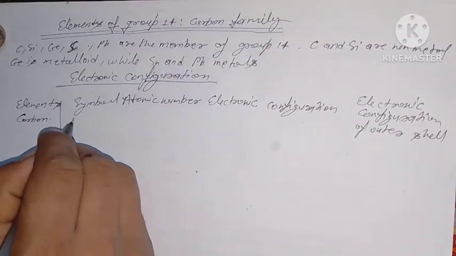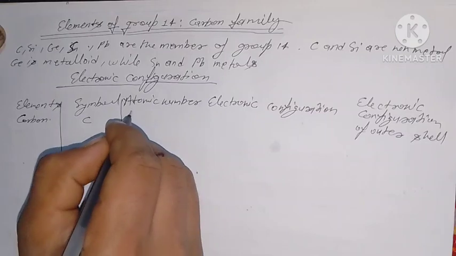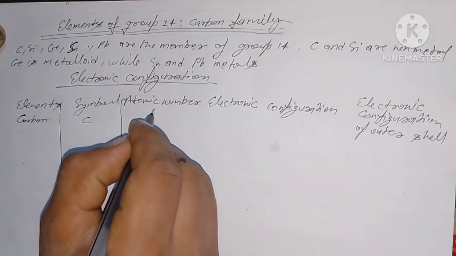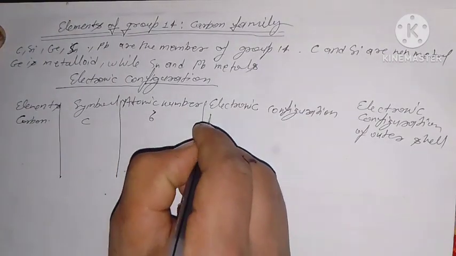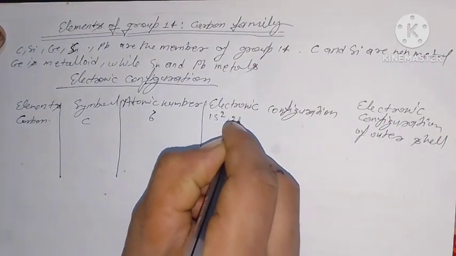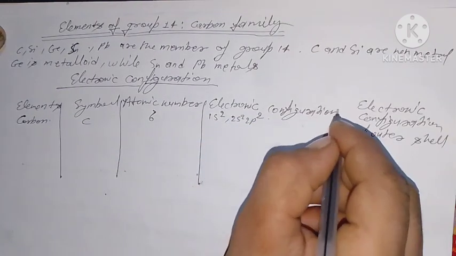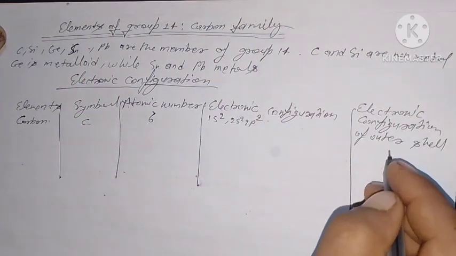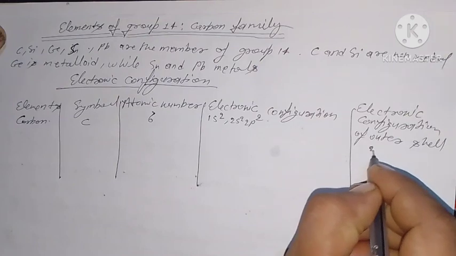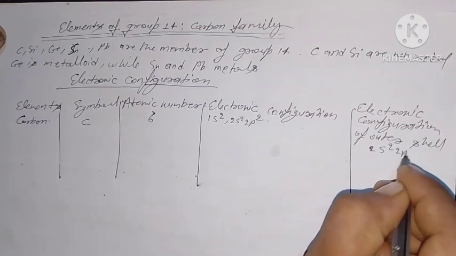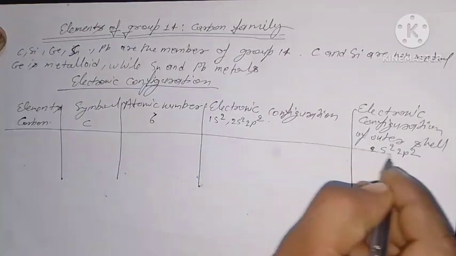Element carbon. Symbol C, atomic number 6. Electronic configuration 1s2, 2s2, 2p2, and electronic configuration of the outer shell 2s2, 2p2.